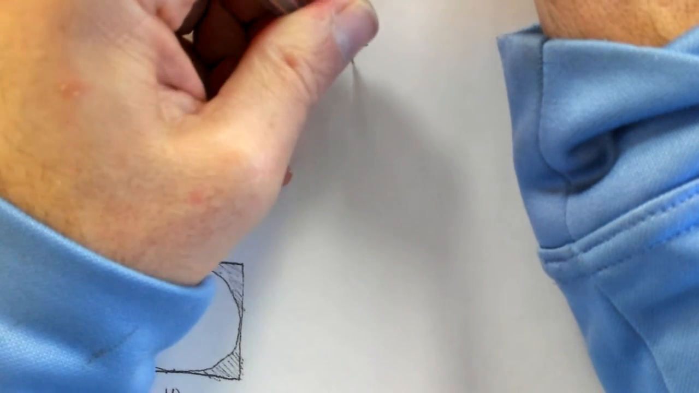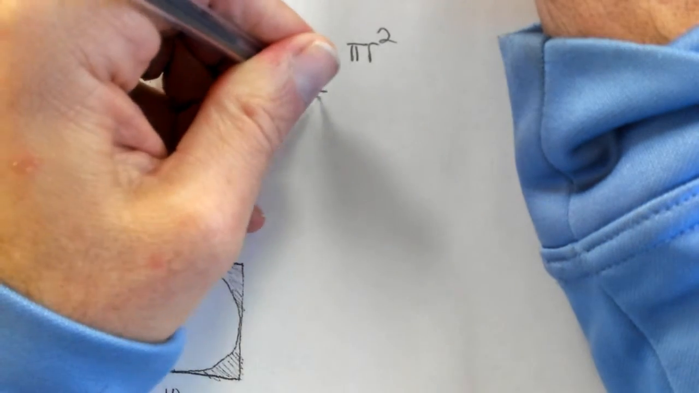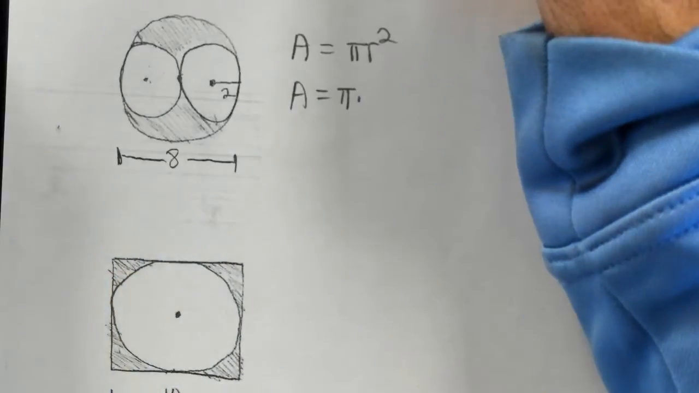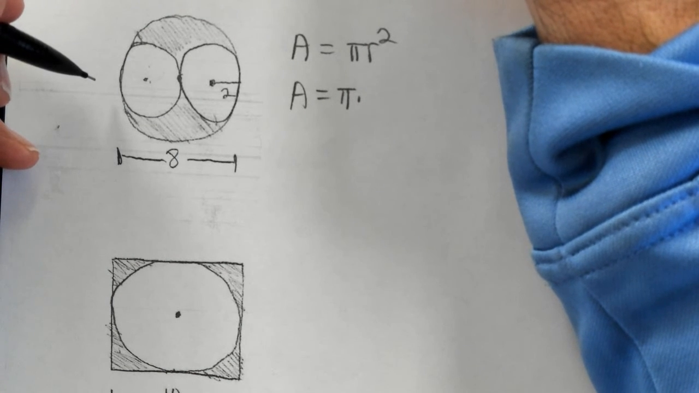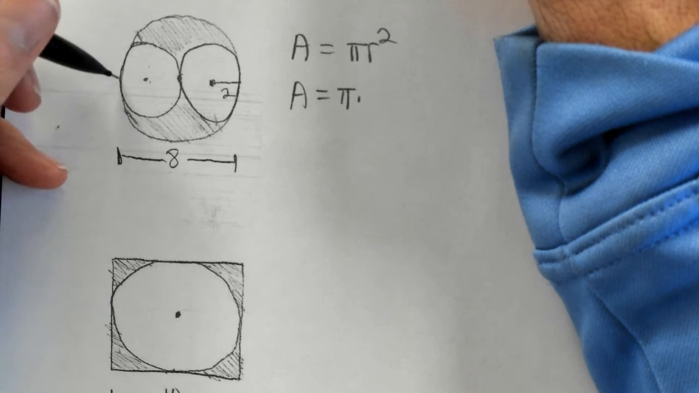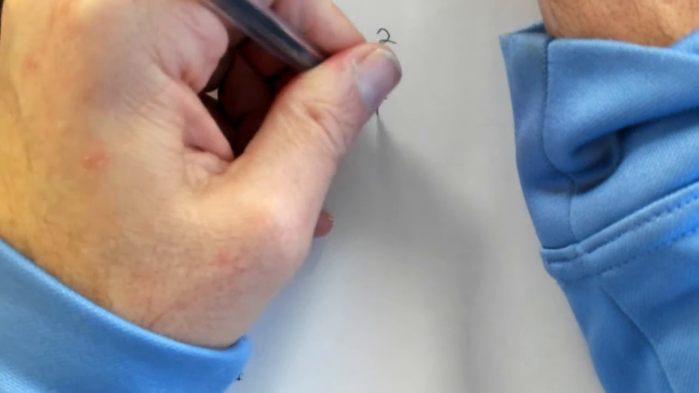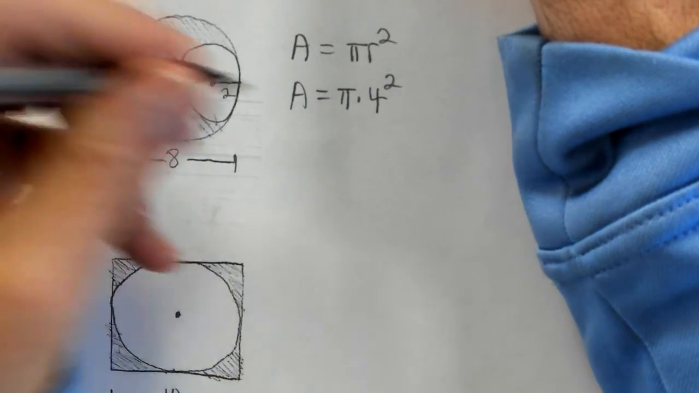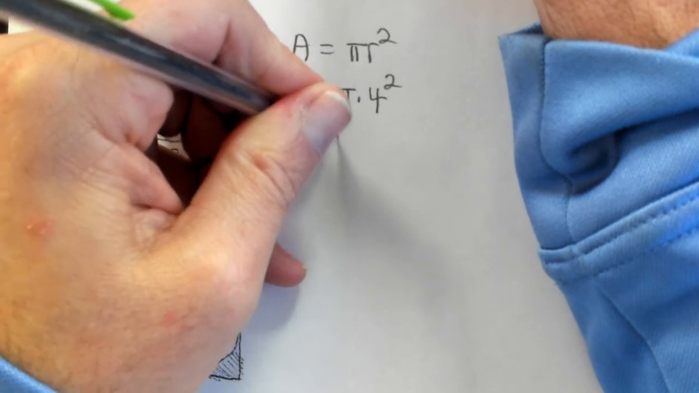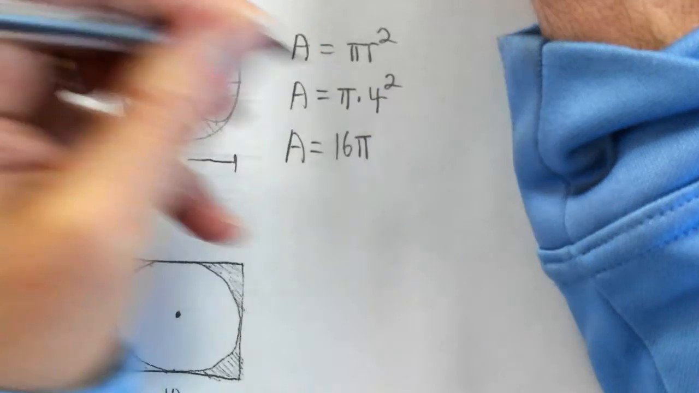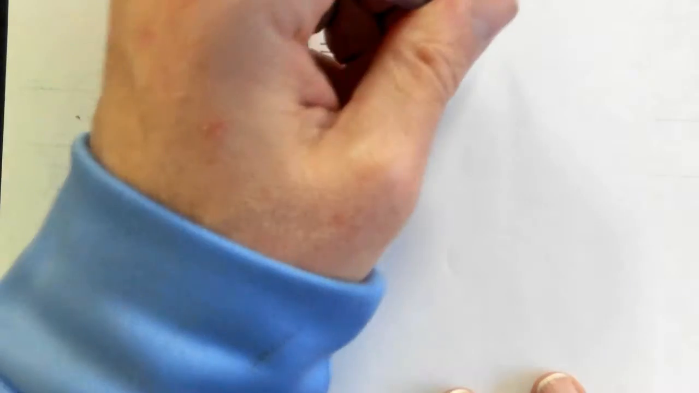Area equals pi r squared. So my area is equal to pi times... Now, we need to look at the figure and figure out what the radius of the large circle is. All the way across the diameter is going to be 8, so that means the radius is going to be 4, so that'll be 4 squared. And so that's going to make the area of that big circle 16 pi.